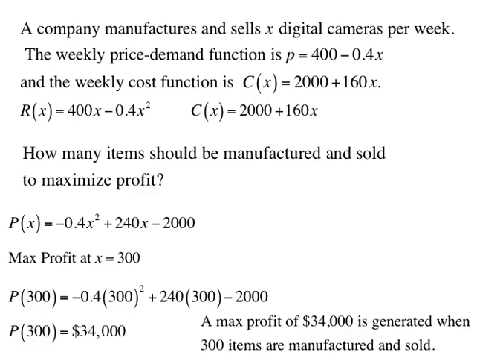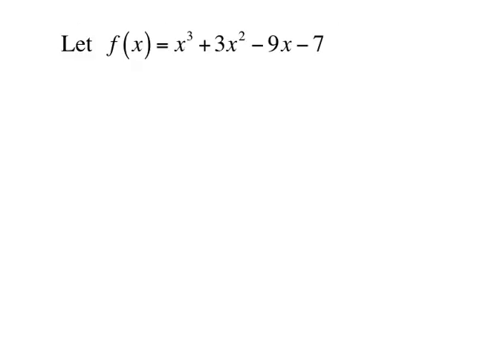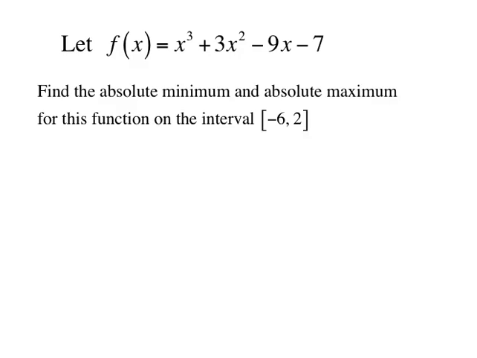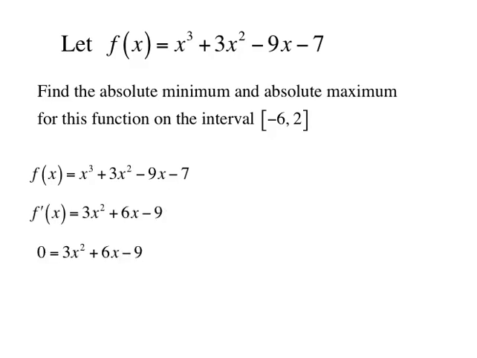All right, let's take a look at our next question. We have this function, f of x is x cubed plus 3x squared minus 9x minus 7. We want to find the absolute min and absolute max for this function on the interval from negative 6 to 2. We need critical values. Take the first derivative, set it equal to 0. First derivative, 3x squared plus 6x minus 9, set it equal to 0, or find out where it doesn't exist.